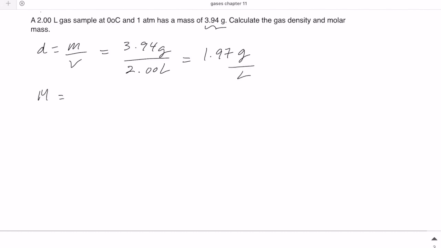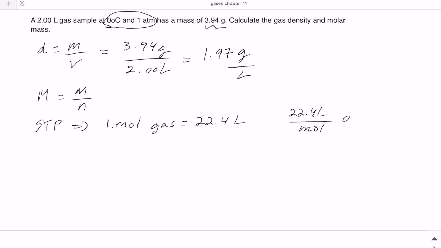Now, molar mass, remember, is the mass of 1 mole of a substance. So if you want to get it, you're going to have to take the mass of a substance divided by its number of moles, which has the symbol n. To get the number of moles, we need to think a little bit about the situation that we're given. We were told that the gas is at 0 Celsius and 1 atmosphere, which is our STP condition. And at STP, 1 mole of a gas is going to have a volume of 22.4 liters. So we can use this as our conversion factor, either that or that.